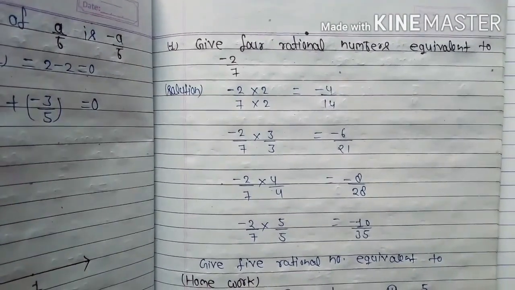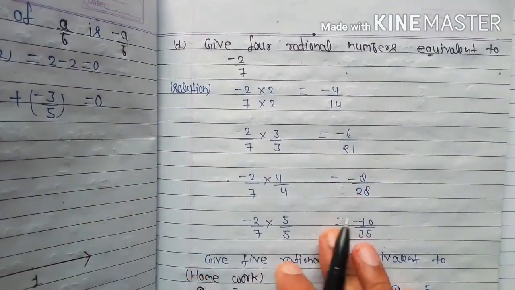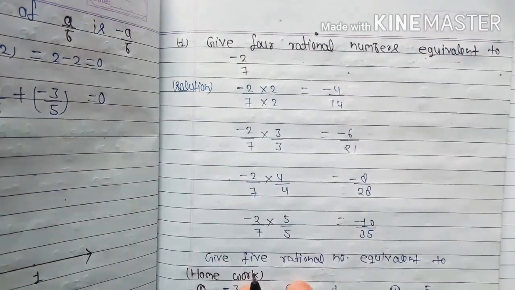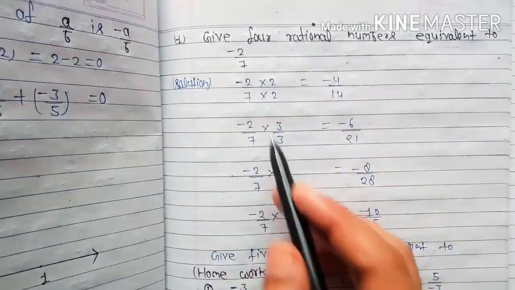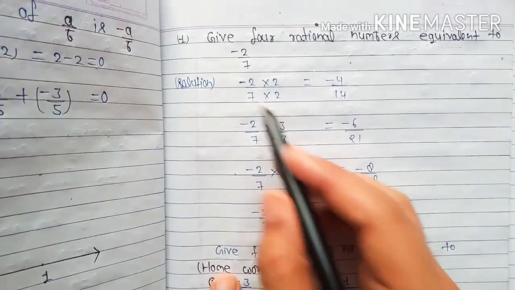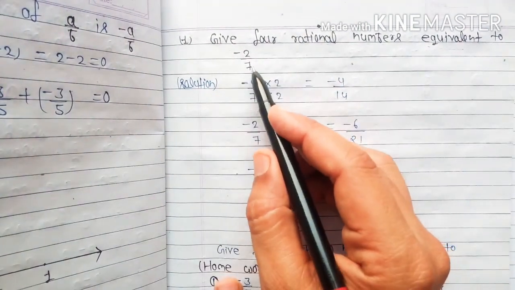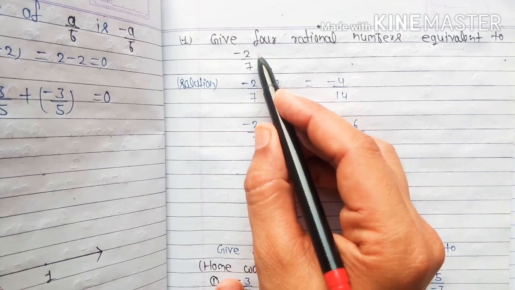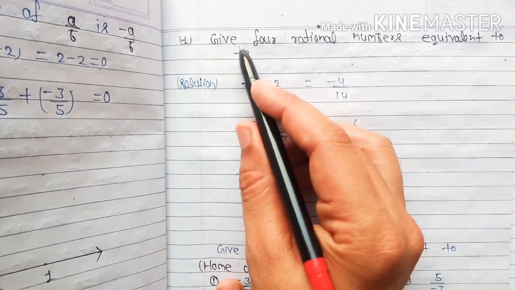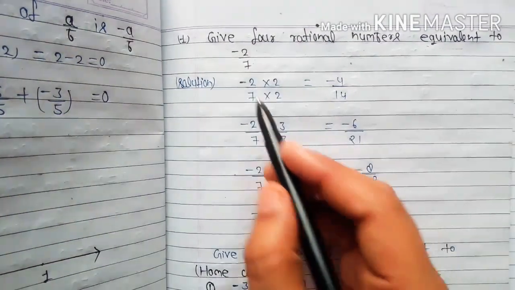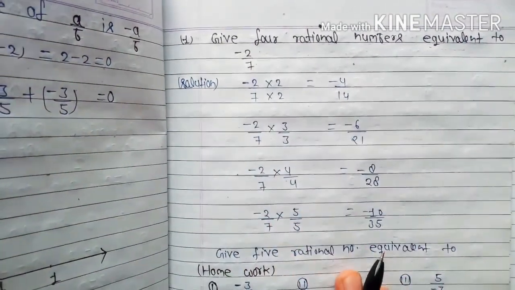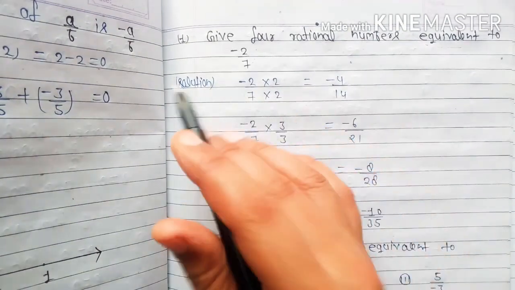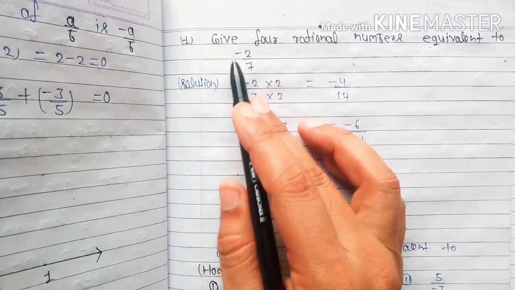Give 4 rational numbers equivalent to minus 2 upon 7. Students, let's see, if we multiply any number with both its denominator and numerator, then there is no change in that number. If we multiply the same number with its denominator and its numerator, then the fraction or the rational number cannot be changed.